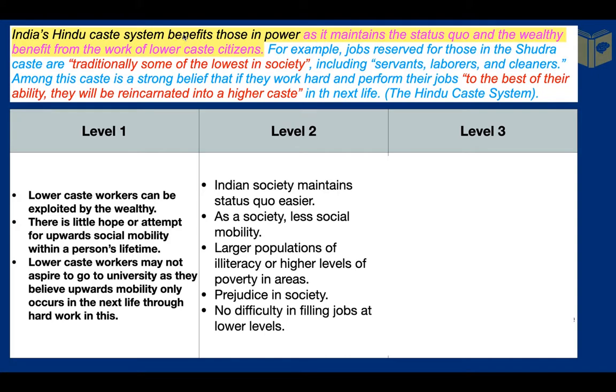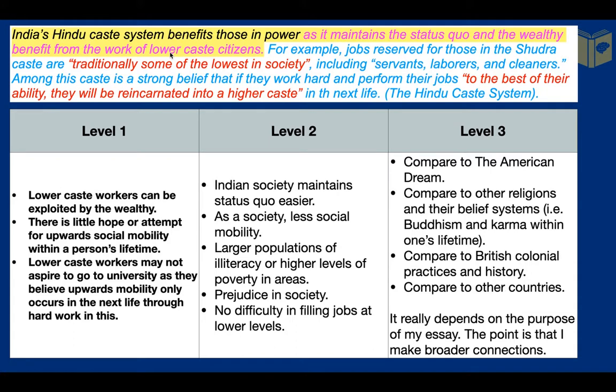Level 2, I think of the whole system. Indian society maintains the status quo more easily. As a society, there's less social mobility, larger populations of illiteracy and high levels of poverty in certain areas, prejudice in society and no difficulty in filling jobs at lower levels. So these are the effects of my evidence on the whole system. Level 1, cause and effect on the individual. Level 2, whole system. Level 3, make these connections.